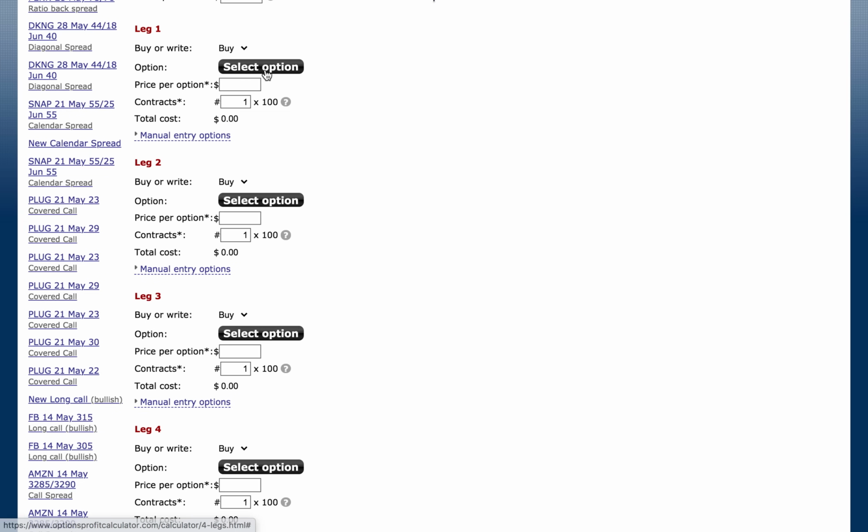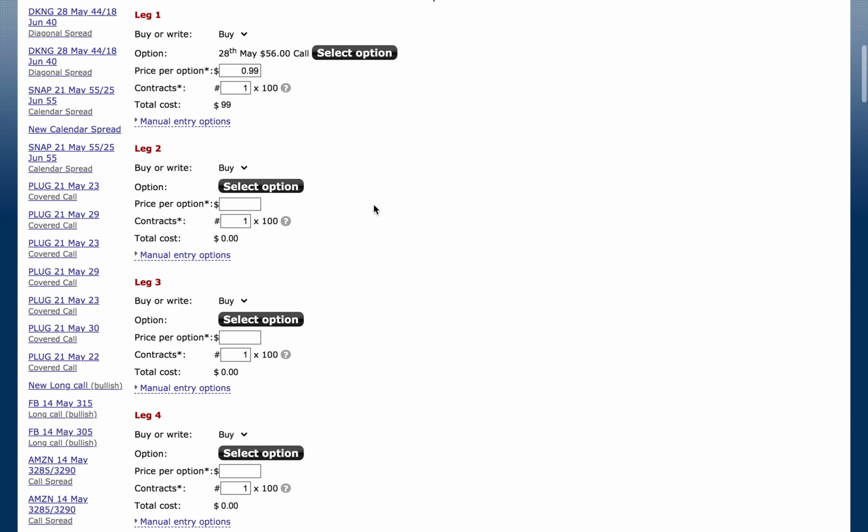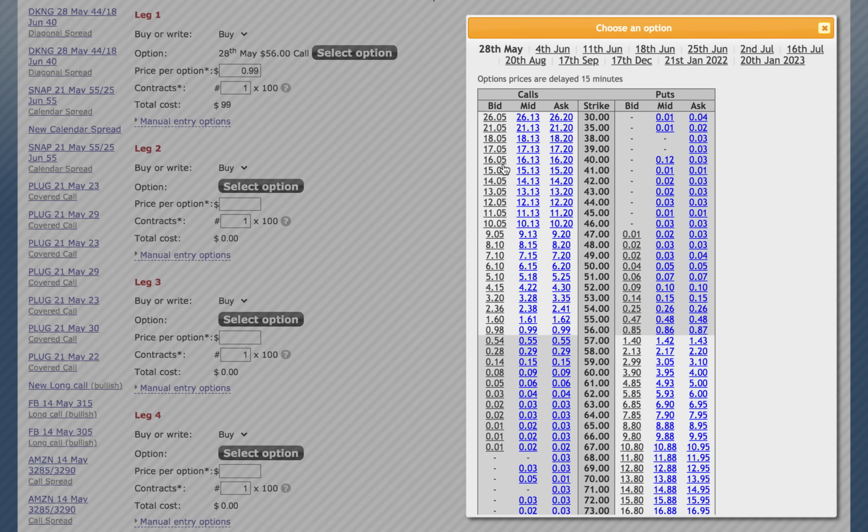So let's just do the exact same trade we just set up over there. So again, make sure your expiration date is correct. May 28th, we bought an at the money call. So at the money was $56 strike here. And then calls are on the left, puts are on the right. Be careful with that. So we're going to pay about $99 here. And then we're going to go ahead and buy a put here, an at the money one as well. So 56, which is right there.